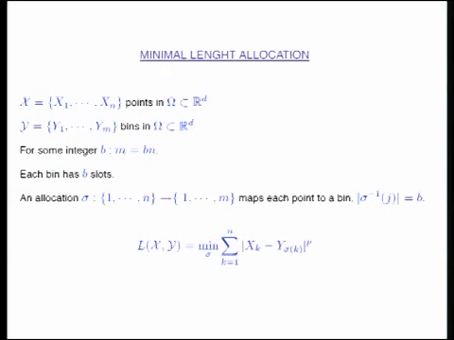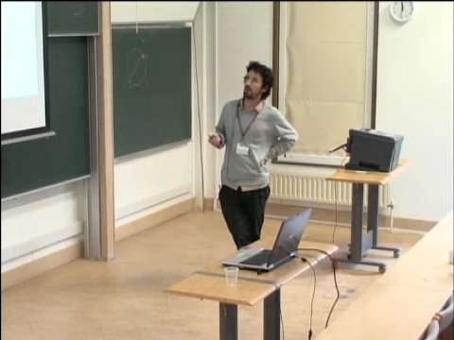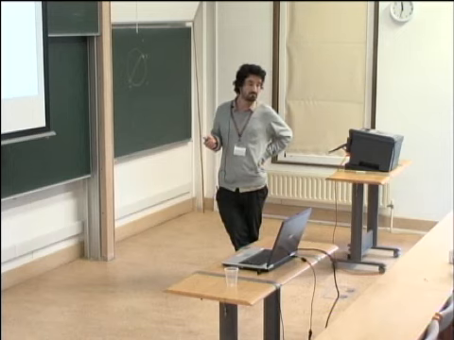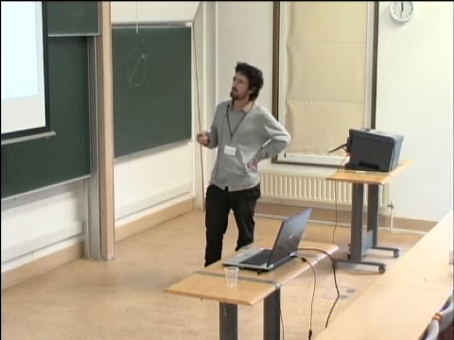Again, the link would be the following. Take n points in some domain, like your triangle, and take another set of points that you think about as bins in the same domain. And assume that the number of bins, m, is equal to b times n, where b is some integer. So you think that each bin has b slots, and you want to allocate all your points to a bin. So it's an allocation.